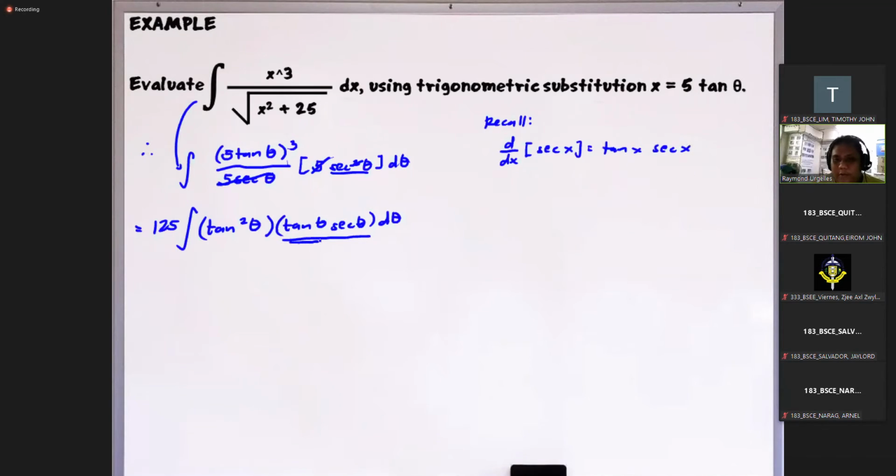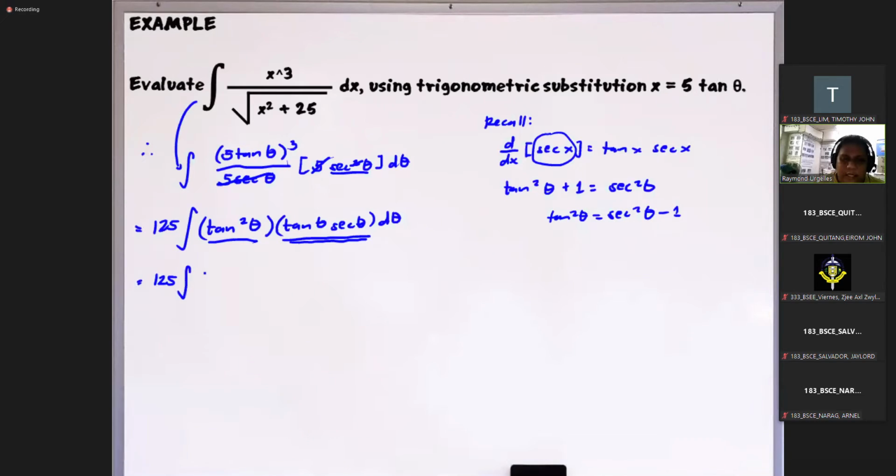Kaya pag meron tayong ganitong form, ibig sabihin pwede kong gamitin yung secant x sa substitution method. And since tangent squared, gagamitin natin yung identity na tangent squared of theta plus 1 is equal to secant squared of theta. Meaning, tangent squared of theta can be written in terms of secant. Kaya mangyayari dito, this will be 125 integral ng secant squared theta minus 1, then we have tangent of theta secant of theta d theta.